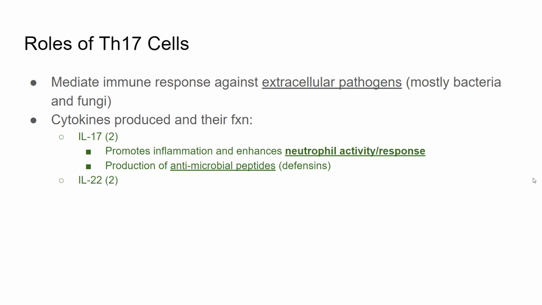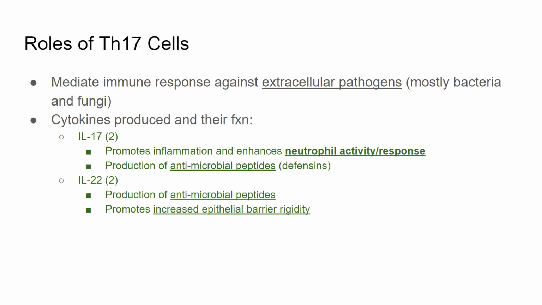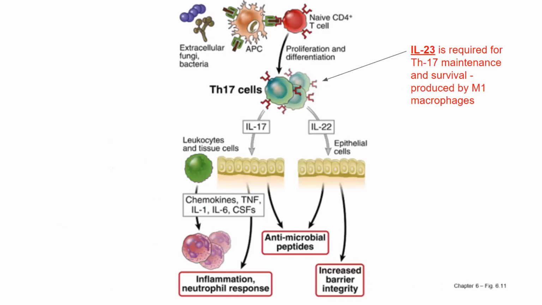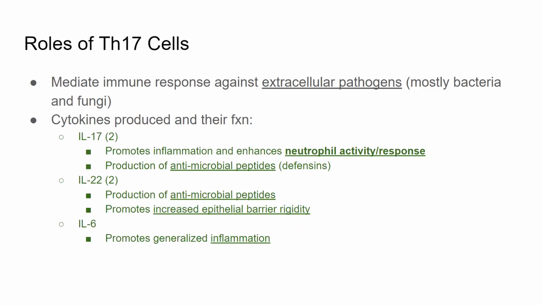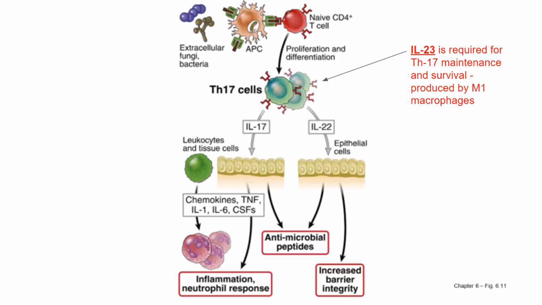What about IL-22? What does this do? Very good. Epithelial barrier rigidity is what they call it. And then it also does antimicrobial peptides. That's not as important, but the epithelial barrier rigidity should make sense. You don't want any more foreign invaders getting inside of your body. What about IL-6? Generalized inflammation. Very good. So that's kind of what Th17 cells do. Neutrophil response is the big thing, the big buzzword with Th17s. Think neutrophils.